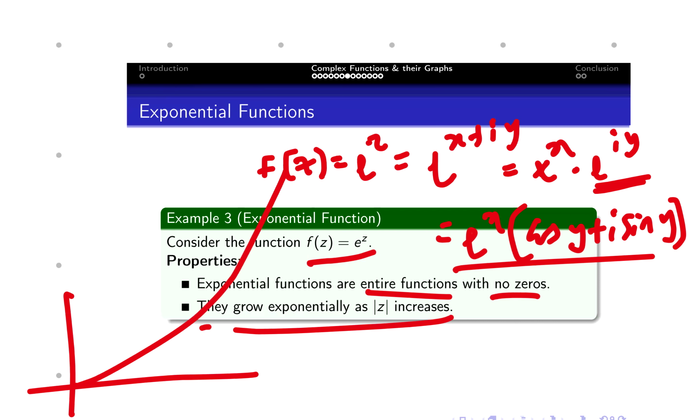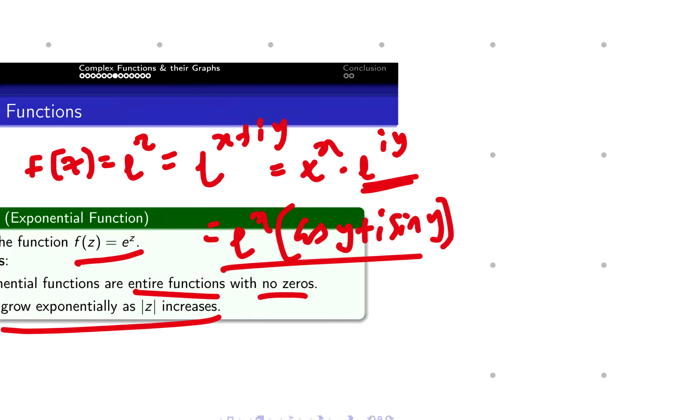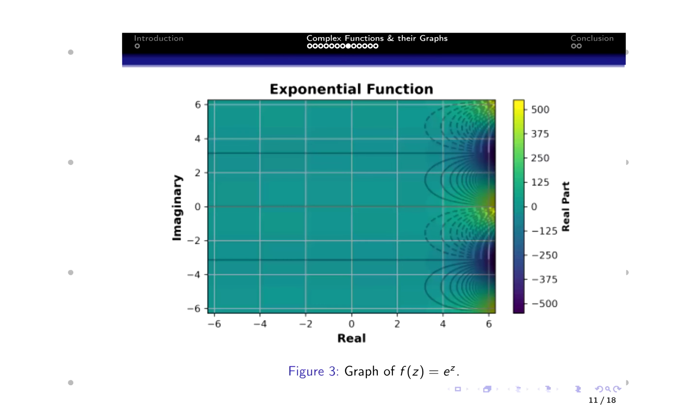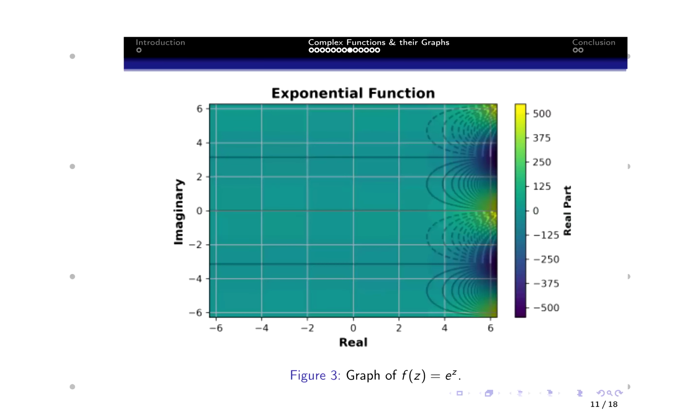And then we continue to look at the graph of the exponential function. You can see this graph of f of z equals e raised to the power z. This is what it looks like. So you have all the lines coming in to that right-hand corner like that.